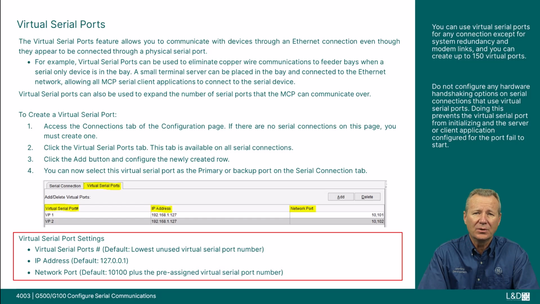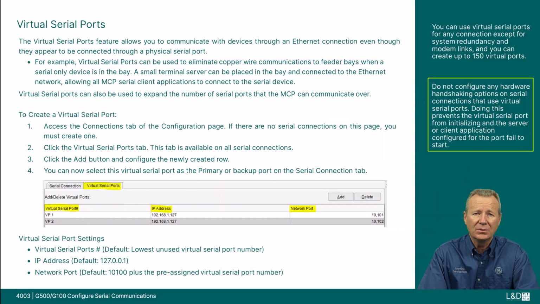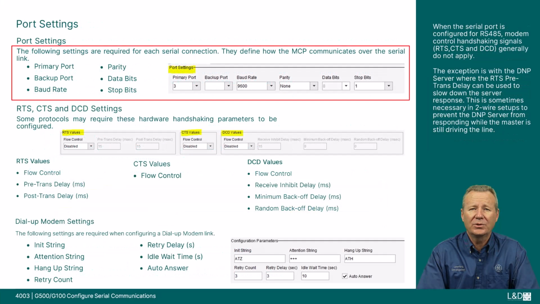The range is 0 to 65,535. The default is 10,100 plus the pre-assigned virtual serial port number. Please note, do not configure any hardware handshaking operations on serial connections that use virtual serial ports. Doing this prevents the virtual serial port from initializing and the client or server application configured for the port fails to start.